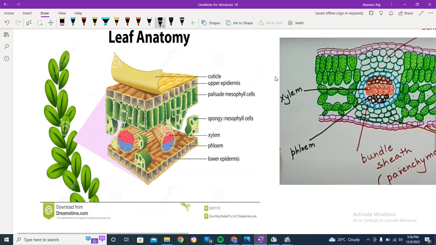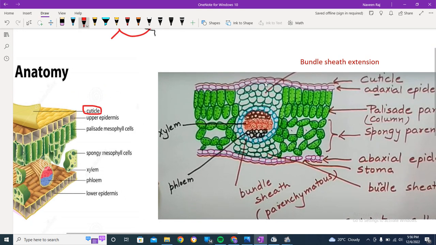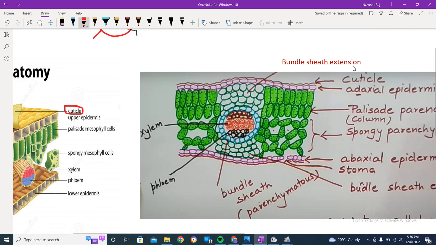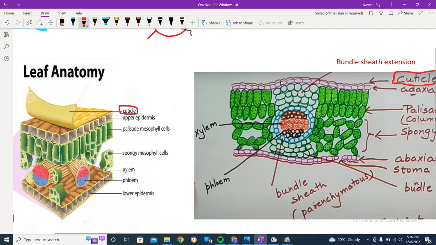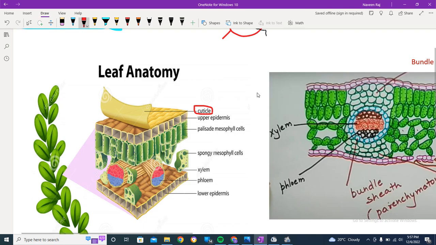Okay, so yes, where were we? We are first of all talking about the cuticle. The cuticle is the uppermost covering of the leaf of a plant, and that is a protective covering that protects it from the sunlight and all that stuff. So yes, the cuticle is the uppermost layer, and the next thing we have got is the upper epidermis. Epidermis are the epidermal cells.